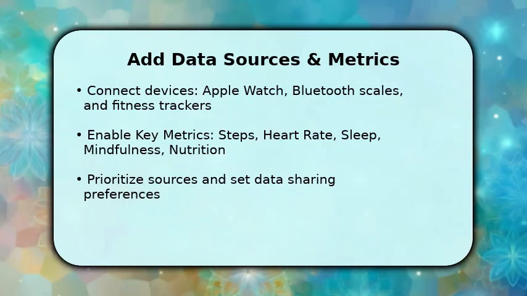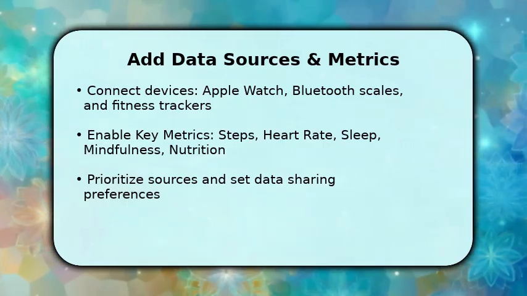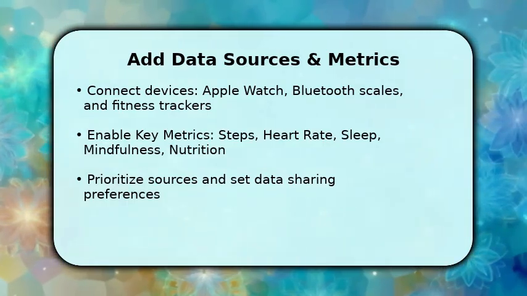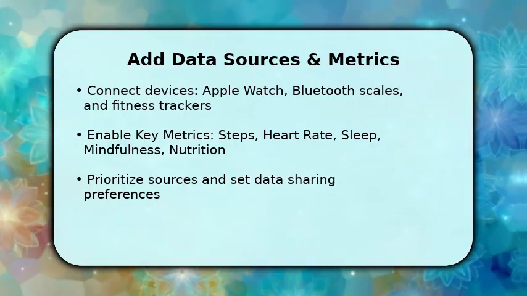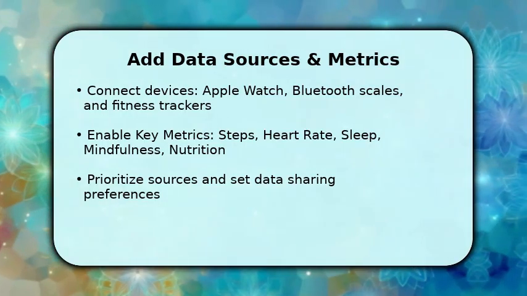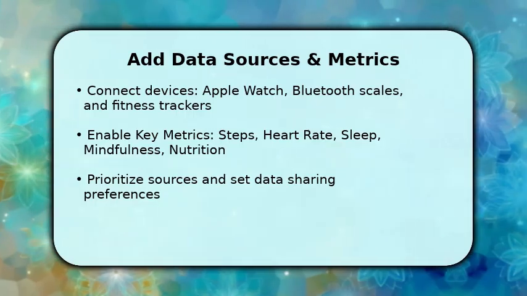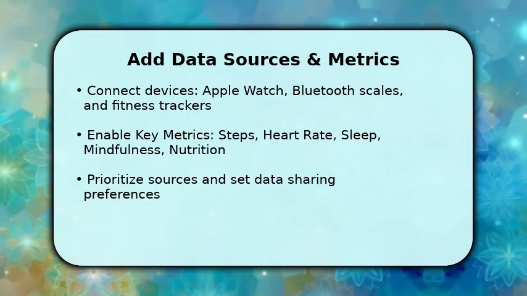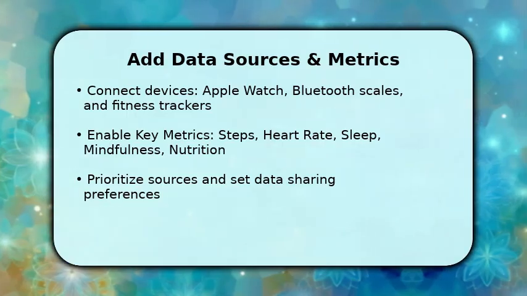Now you'll link devices and choose what to track so Health gathers reliable input. Go to Sources or Devices and add your Apple Watch, Bluetooth scale, or other trackers. Make sure each device is listed and trusted. Then pick metrics to monitor: heart rate, sleep, steps, and nutrition, and enable background updates.